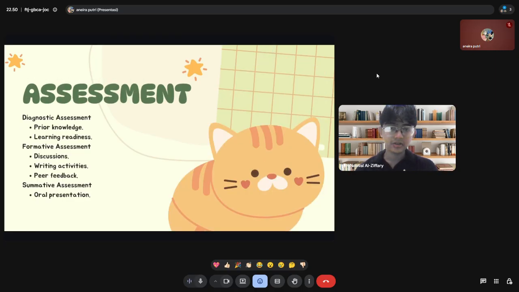Assessment is conducted continuously throughout the learning process. Diagnostic assessment is used to identify students' prior knowledge and readiness before learning begins. Formative assessment is carried out through discussion, writing activities, and peer feedback to monitor students' progress. Meanwhile, summative assessment focuses on oral presentation to evaluate students' ability to communicate their ideas clearly and confidently.